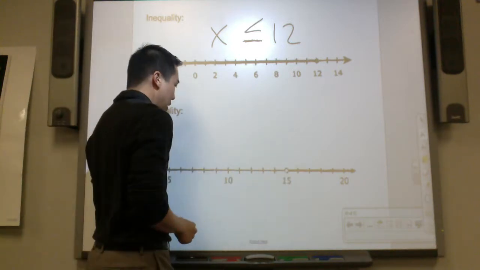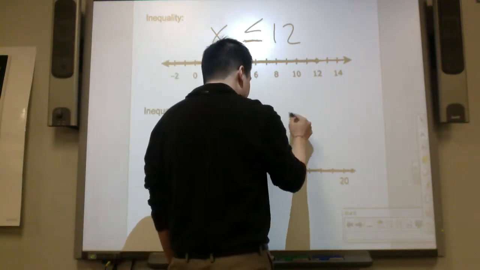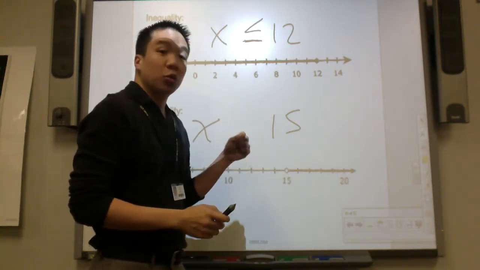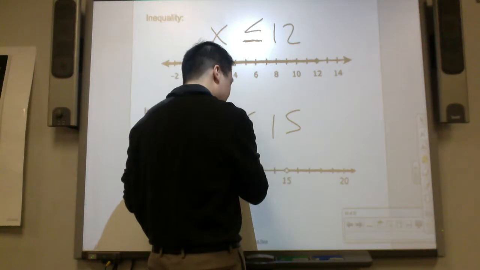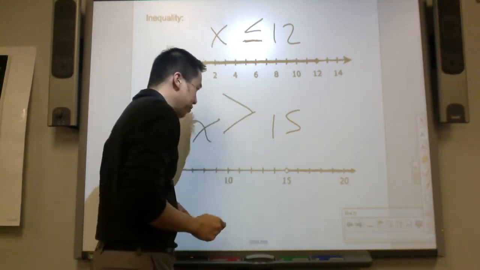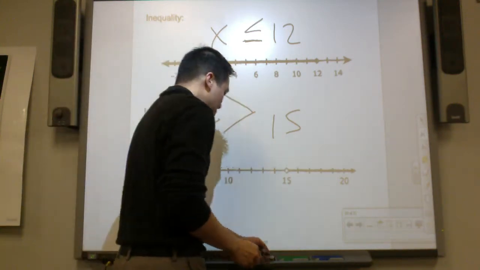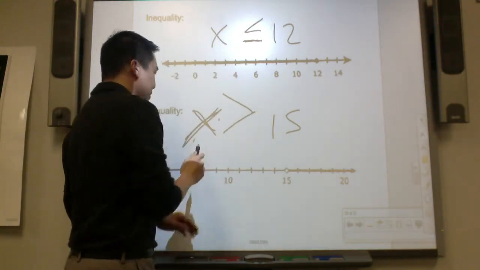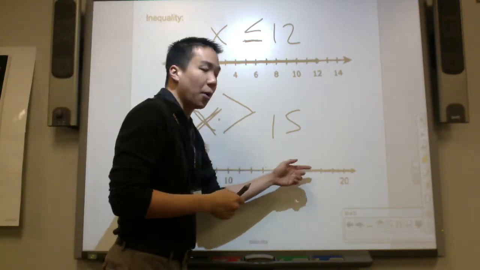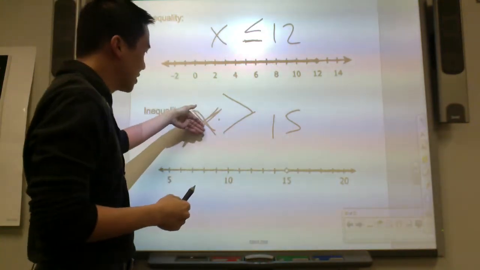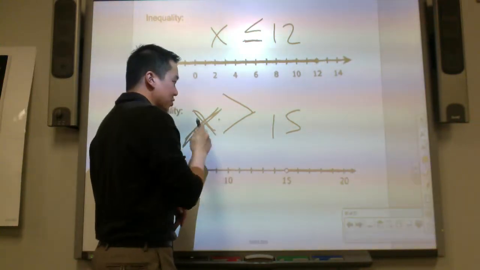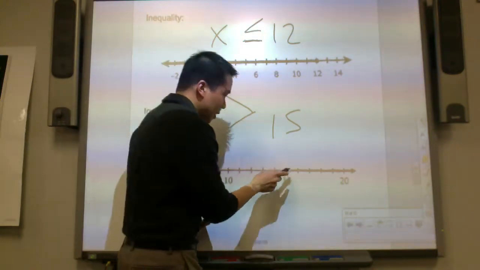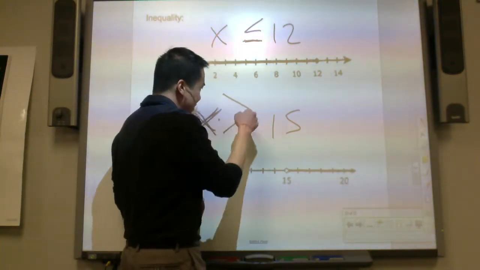All right, this is an open dot, starting at 15. So it's saying name some numbers that are greater than 15. X is more than 15. So name numbers that are more than 15. 16? We'll plug it in. Is 16 more than 15? Yes. 17? Yes. Is 20 more than 15? It is. Another shortcut is, do you see how this is facing to the right?